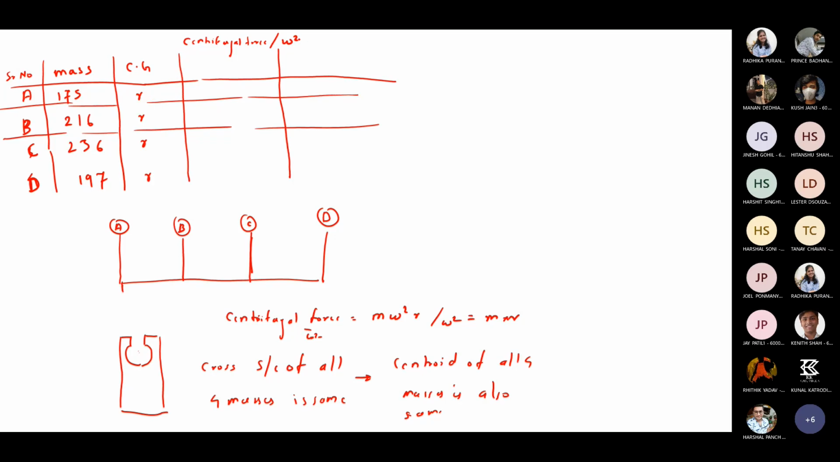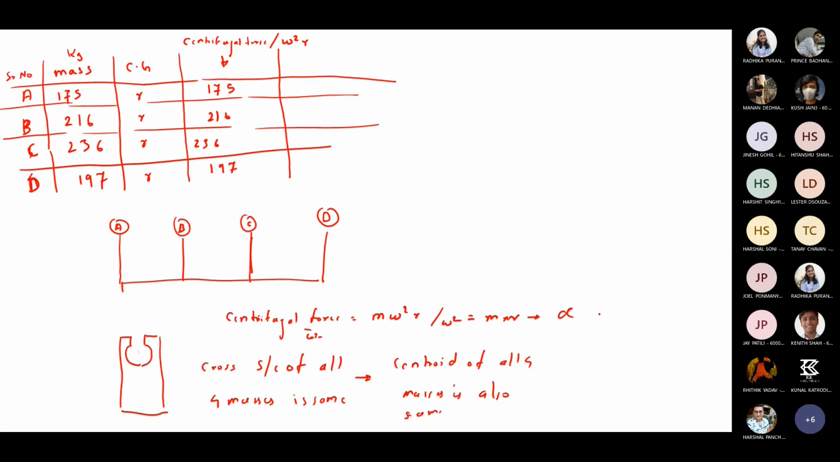Okay, so can I do it like this? Centrifugal force divided by omega square R. Is that okay? Will that be okay? Yes or no? So it would be just the mass. Yes. So what I get here, this column will be 175, 216, 236, and 197. So your centrifugal force is now proportional to the mass. Okay. Correct.